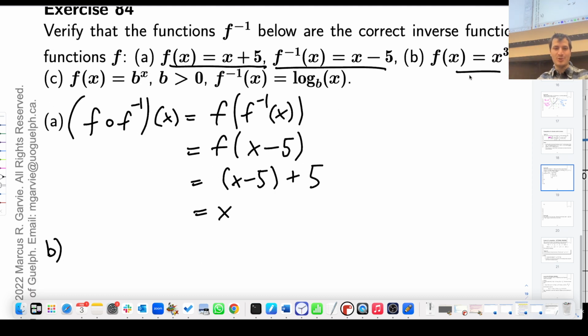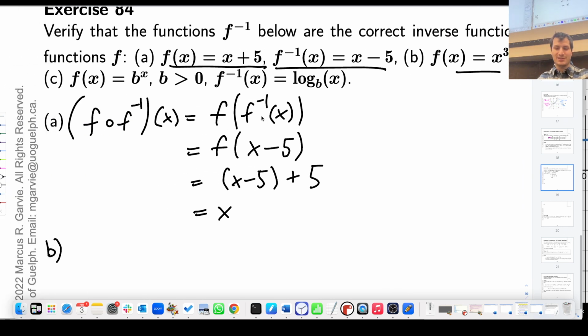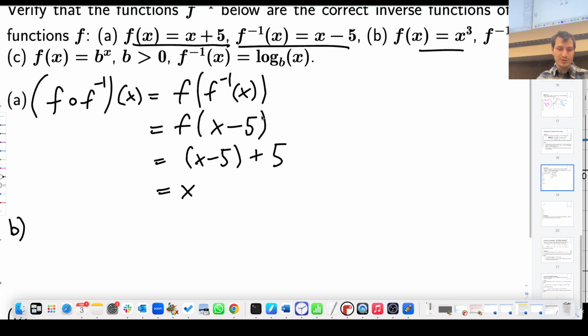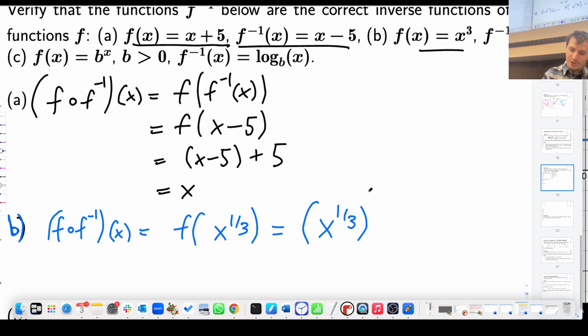And the inverse of the x cubed function is the x to the 1/3 function, the cube root function. So let's see how this one works. Cubes and cube roots. Let's do this in blue. So f of f inverse of x. F inverse of x is x to the 1/3, and we're applying f to that. And f is the cube function, so it's x to the 1/3 cubed.